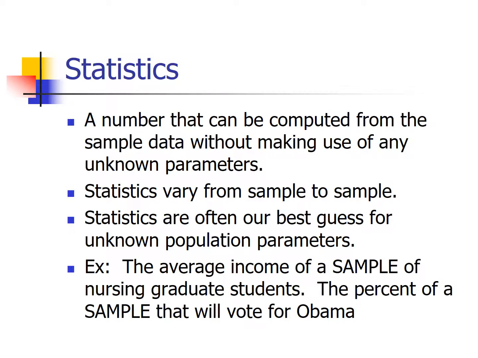Contrast that with a statistic. A statistic is a number that can be computed from the sample, right, without making use of any unknown parameters. Statistics change. They vary from sample to sample. Statistics are generally our best guess for an unknown population parameter. So, for example, the average income of a sample of nursing graduates, the percent of a sample that will vote for Obama, right? So, again, they make it easy for us. It's still alliterative. Statistics go with samples.